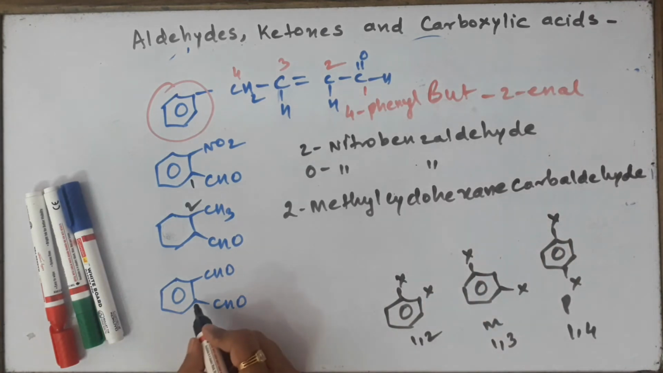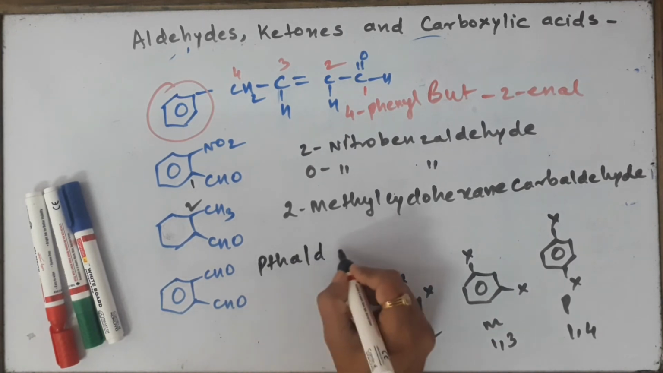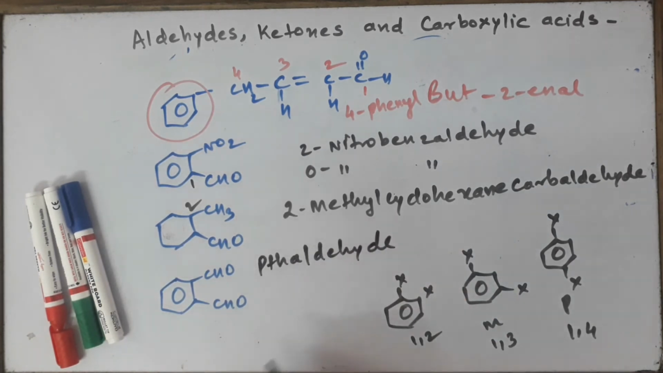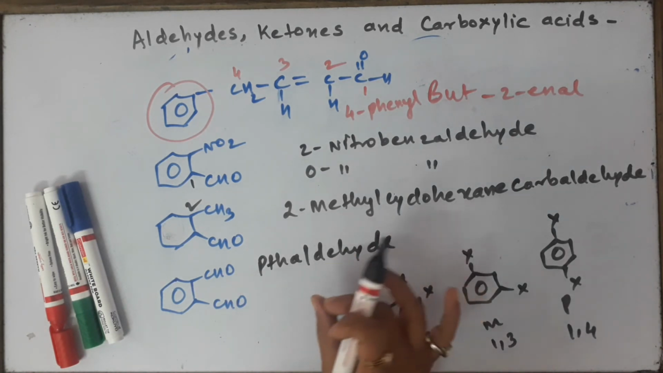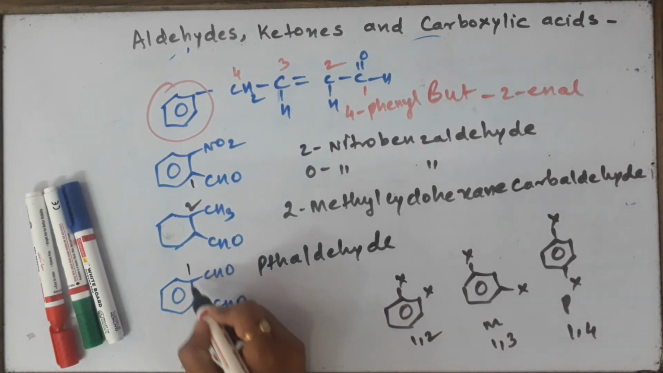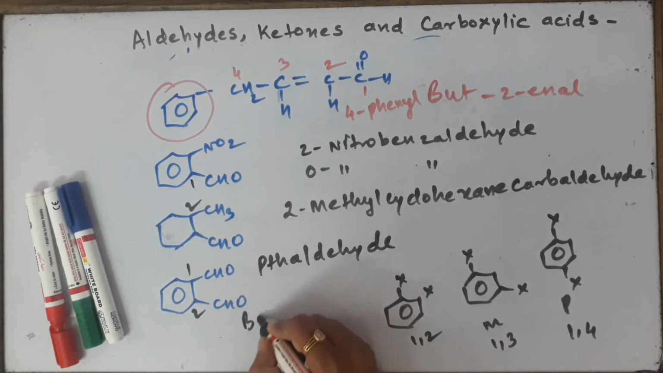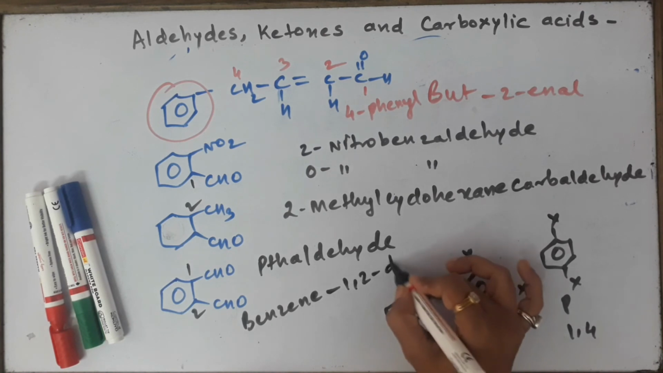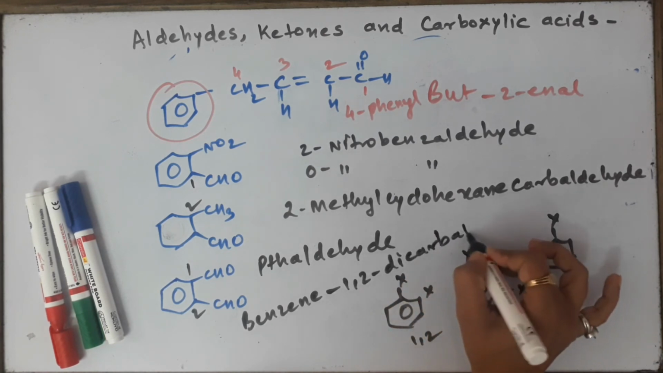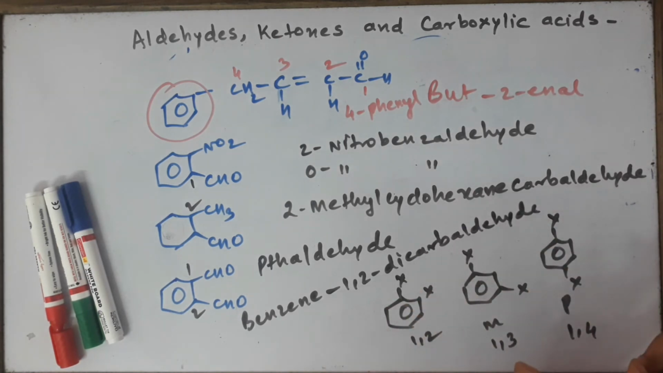Okay, this one, it's a famous aldehyde. Common name is phthalaldehyde, and we're just blending the word phthalaldehyde like that. And benzene, it's having two CHOs, so IUPAC name is going to be benzene-1,2-dicarbaldehyde. Look at that. So this is the way we are going to name these compounds.